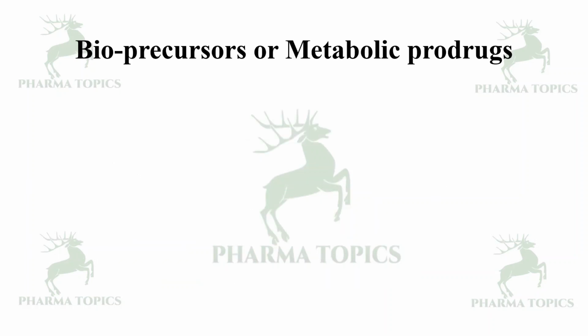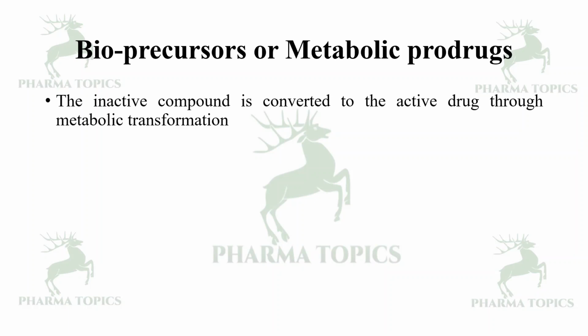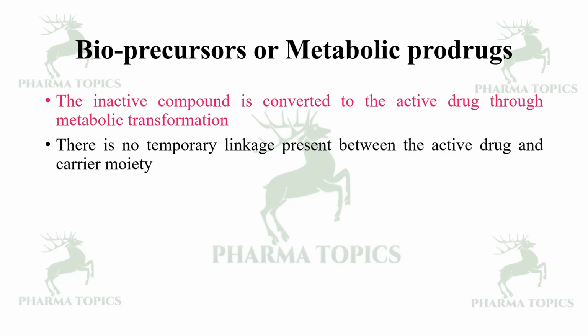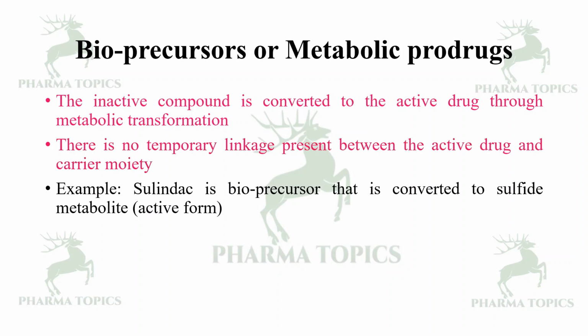Next is bioprecursors or metabolic prodrugs. The inactive compound is converted to the active drug through metabolic transformation. There is no temporary linkage between the active drug and a carrier moiety. Example, sulindac is a bioprecursor that is converted to its sulfide metabolite, the active form.